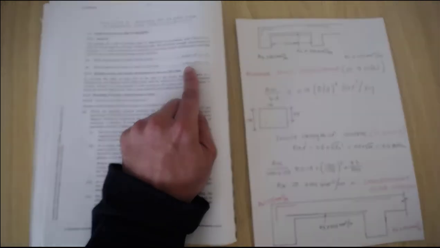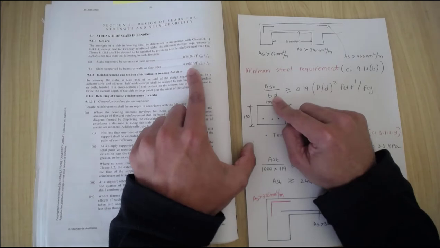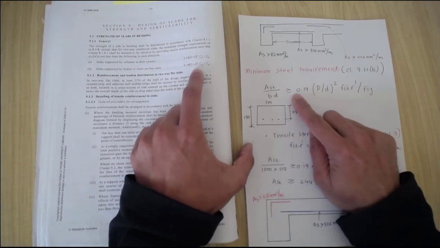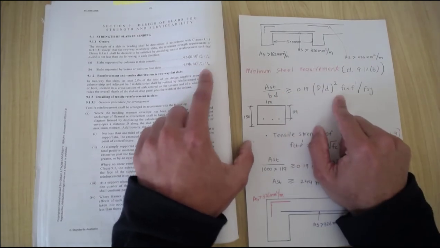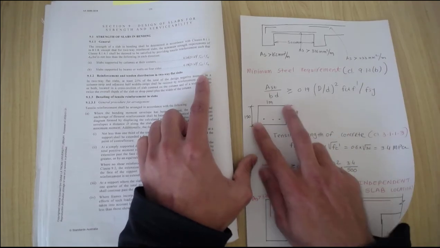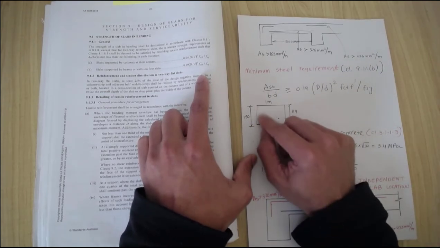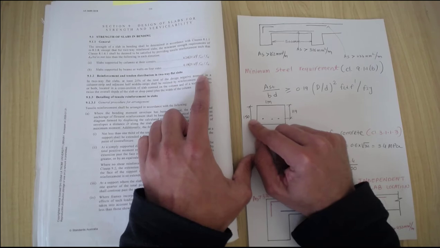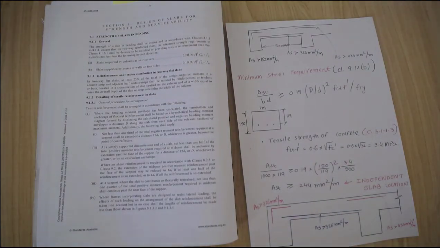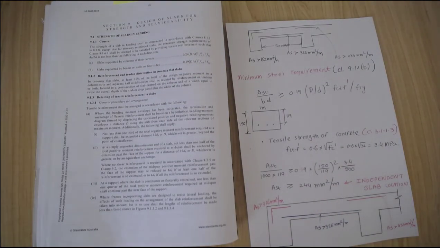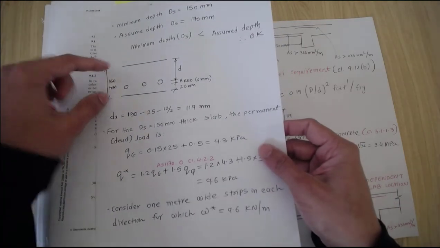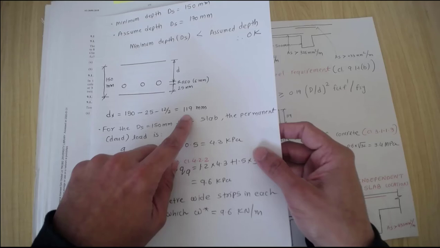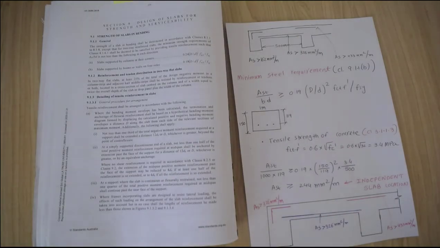So we're going to use these equations, that is minimum Ast over bD greater than or equal to this, which I copied here. I redrew these pictures here. Note that the depth of the slab is 150 millimeters. In the previous steps we found 150 millimeters, and we have this small d of 119. I redrew it here.